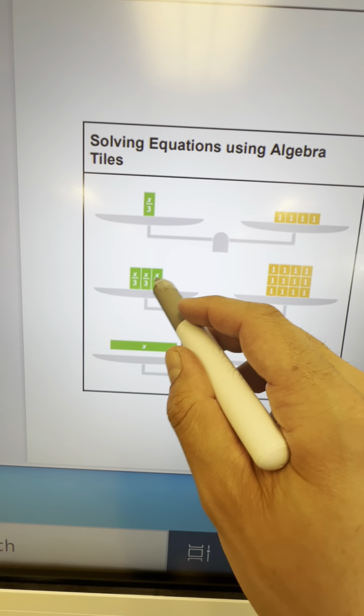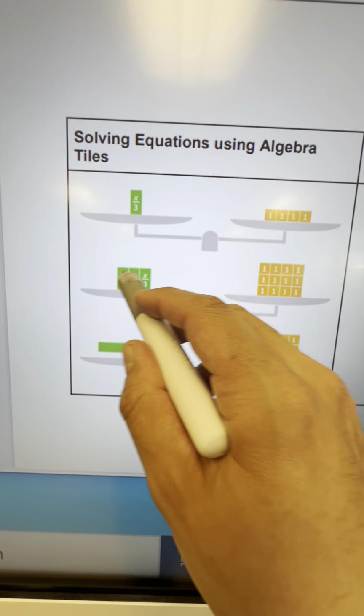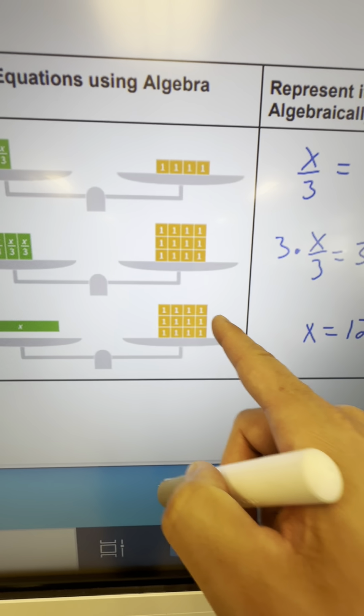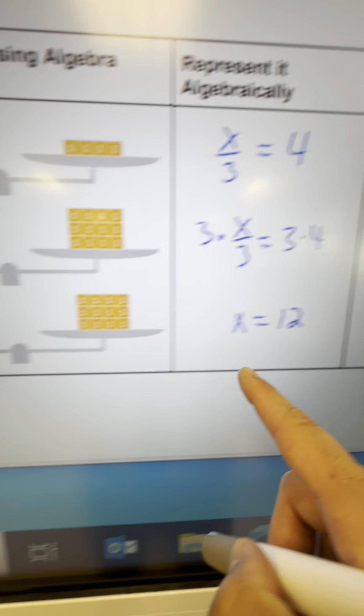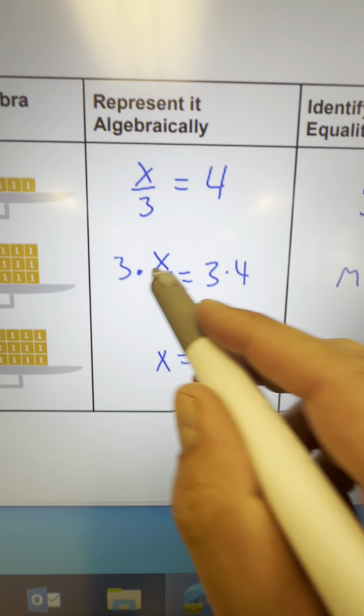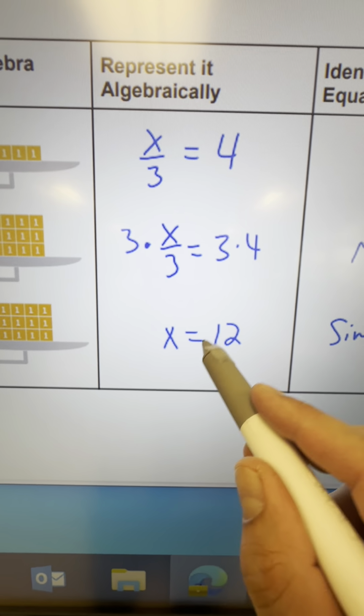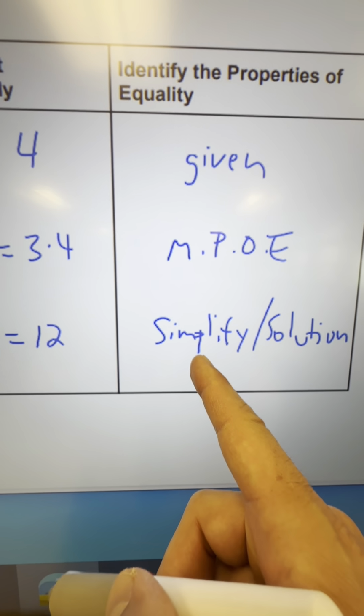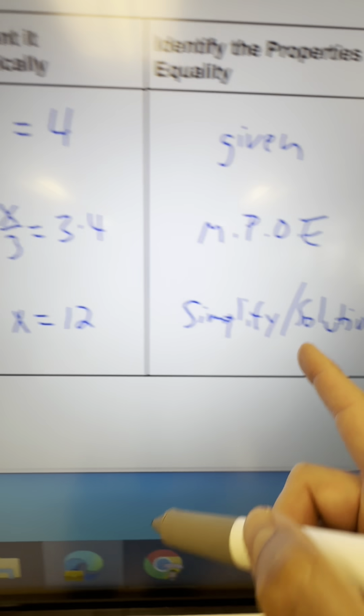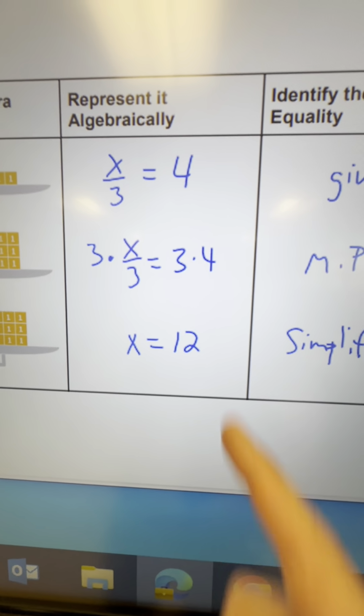Then here I can see that when you merge these together, 3 of these together make one whole amount, and we're still left with 12 over here. So we get x equal to 12. 3 of these make x, one whole amount, and is equal to 12. And here we're just simplifying. When we did this work, we simplified it, and this also happens to be our solution, x equals 12.